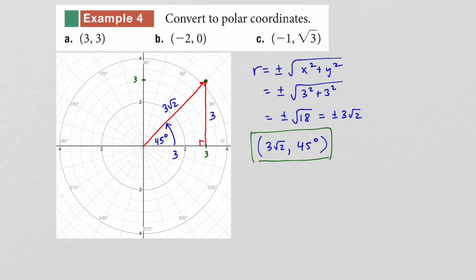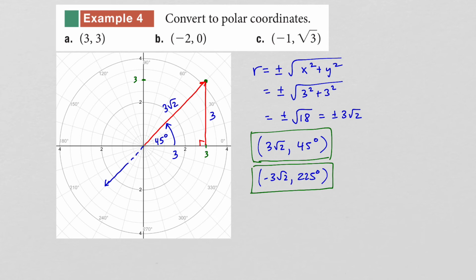But if I choose r to be negative, then we would have negative 3 radical 2, and then the angle would have to be in this direction here. And that angle is 225 degrees, right? So there's a couple of different possibilities.